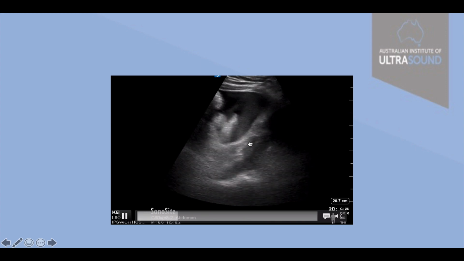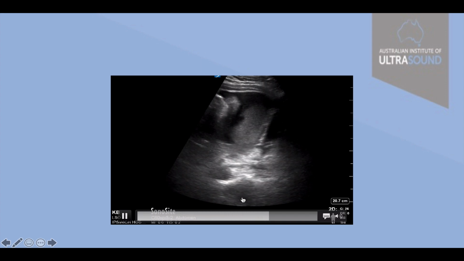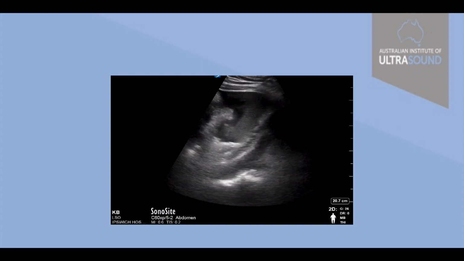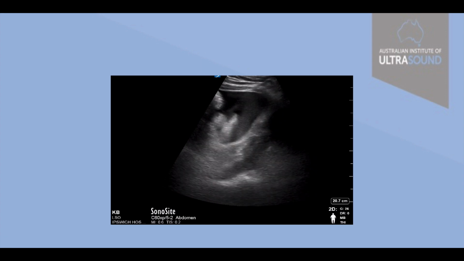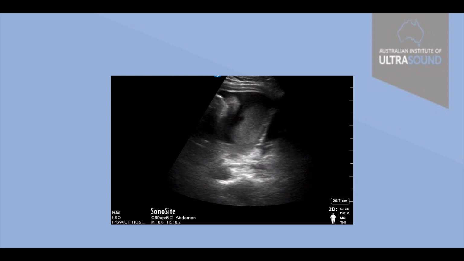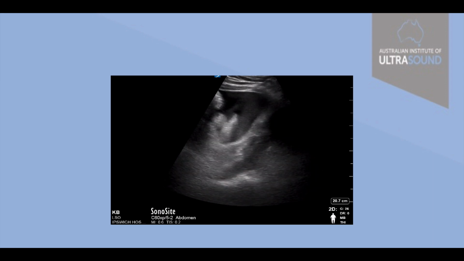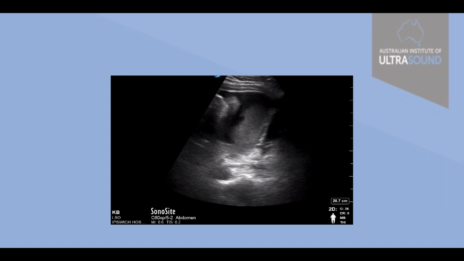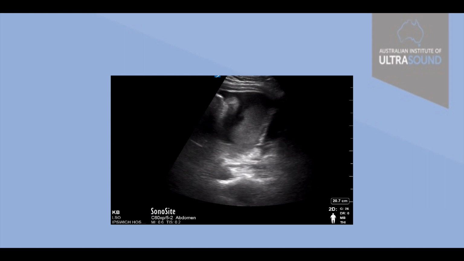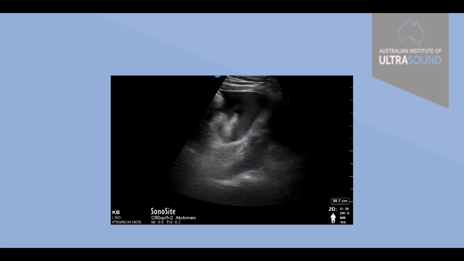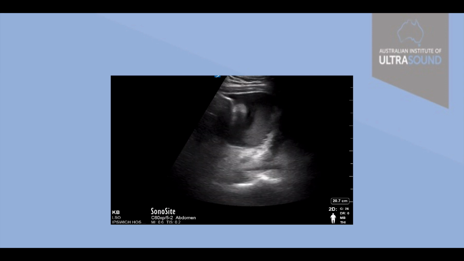isoechoic mass in the middle. It doesn't appear to be bounded. If you look very closely, I think you'll see that it has a little bit of its own independent movement. What we have here is blood clotting in the base of the hemoperitoneum, obeying gravity to a degree, but not obeying that rule of black fluid.